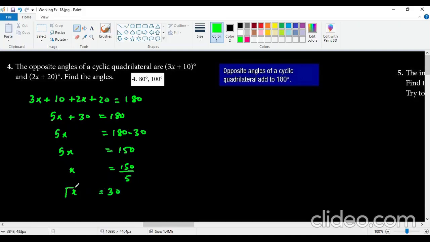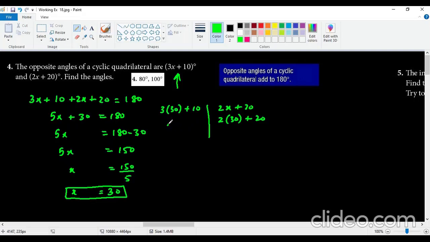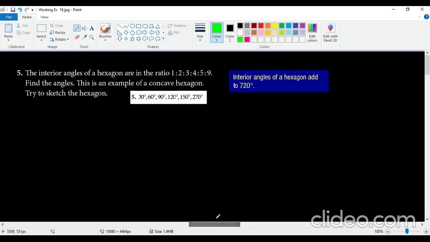Now look at the question. It asks about this angle, and the value of x is 30. That means 3 times 30 plus 10. This is the first angle, and the second angle is 2x plus 20, that means 2 times 30 plus 20. So the first angle is 90 plus 10, which gives us 100. The second is 60 plus 20, which is 80. So one angle is 100 degrees, the other angle is 80 degrees. Moving on to the next question.